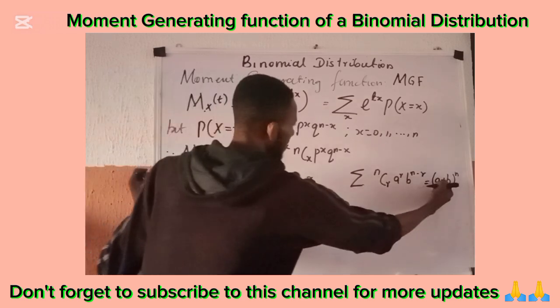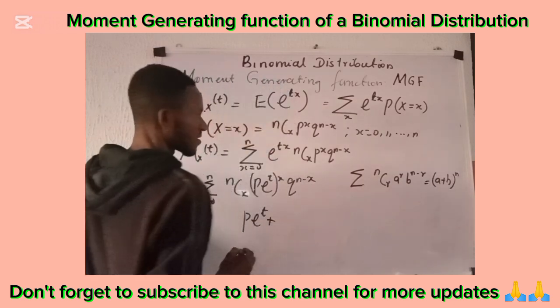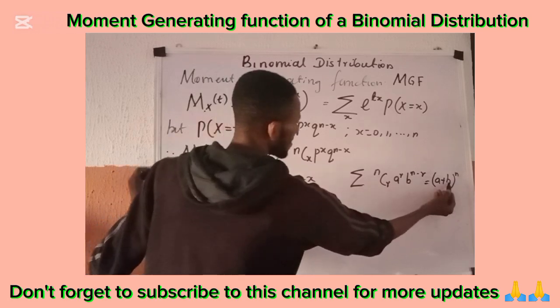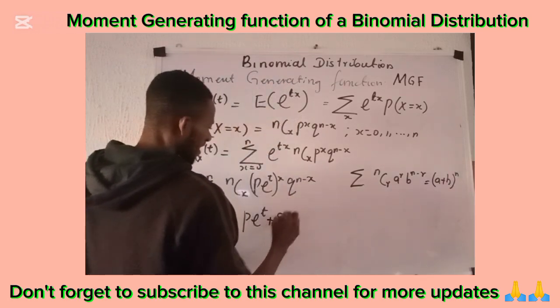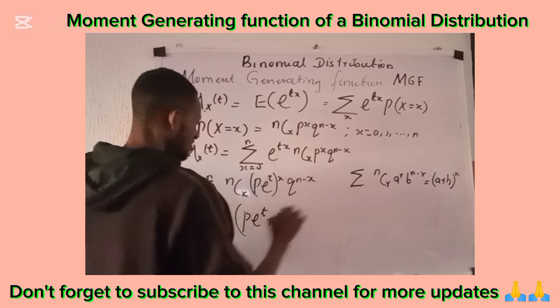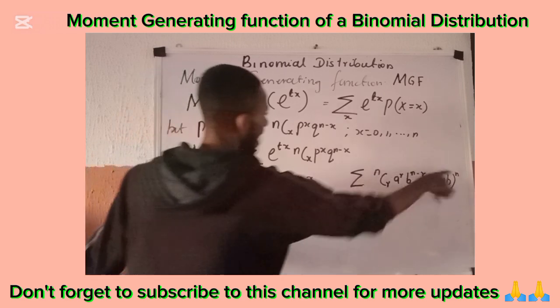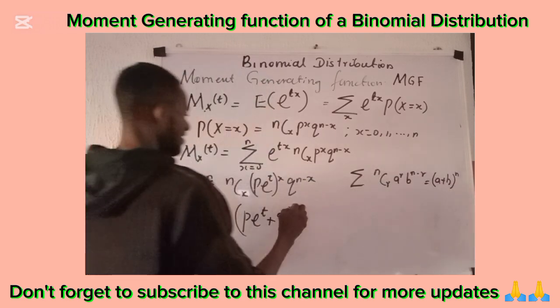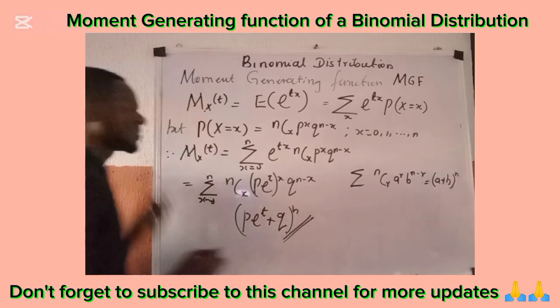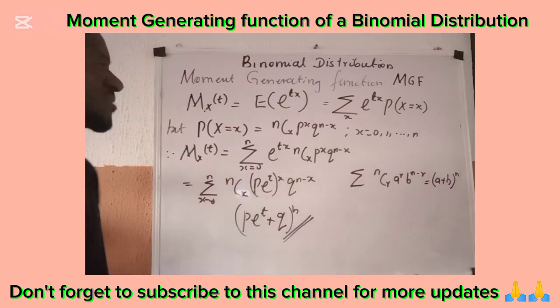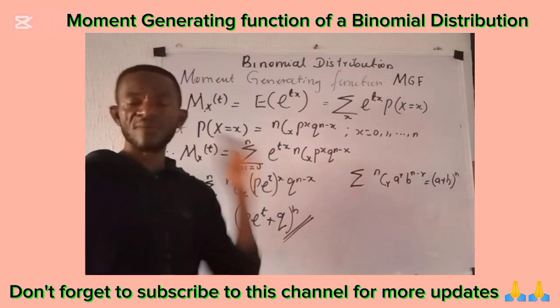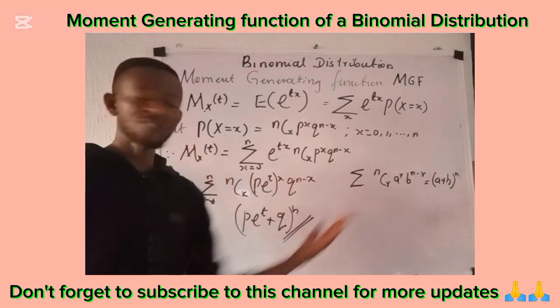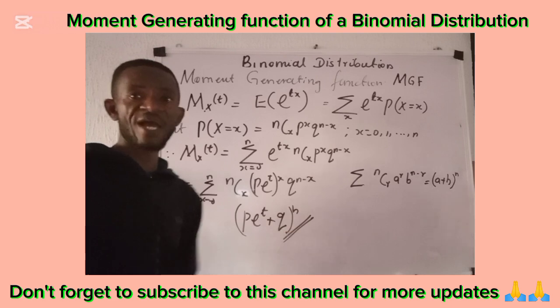The sign I have here is plus. Look at the position of b here. The position of b is my q. So this is my q. Then here is my n, and it's raised to power there. So this is the MGF of a binomial distribution. The moment you arrive at this, you recall this binomial expansion, and from the binomial expansion you are now able to conclusively arrive at this.